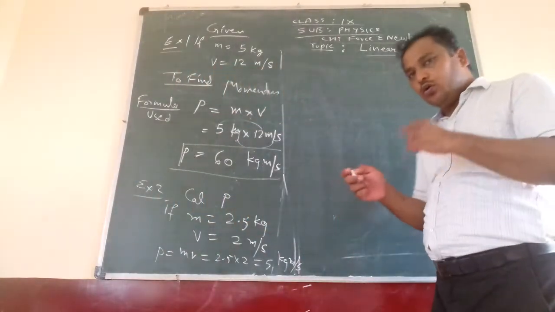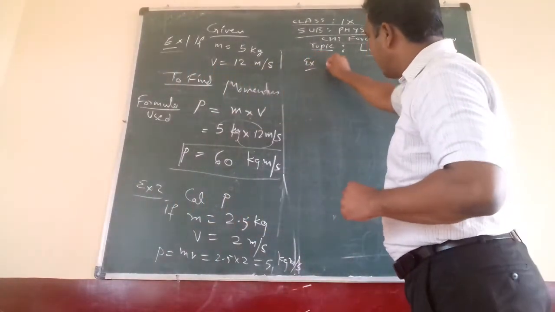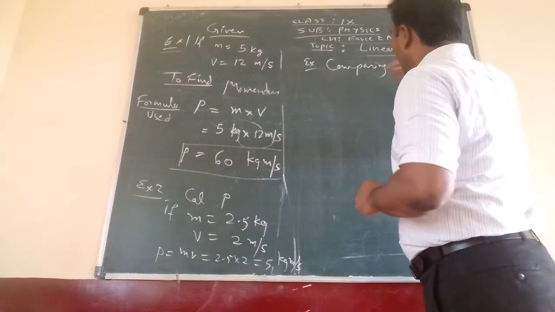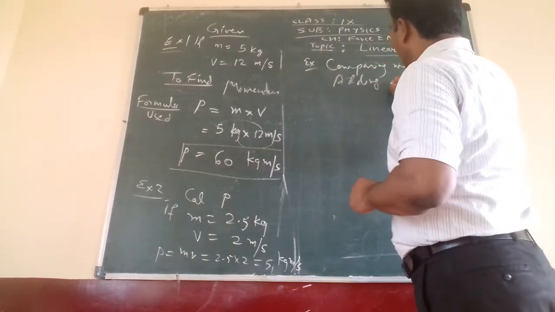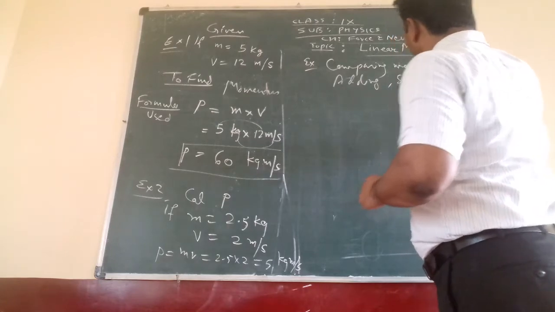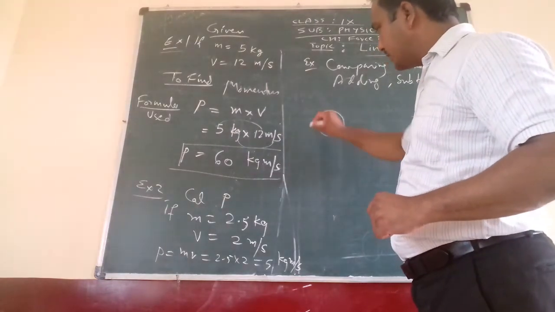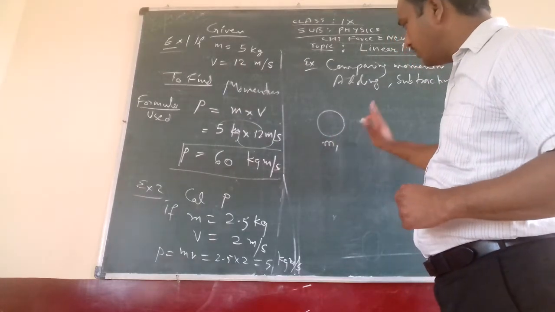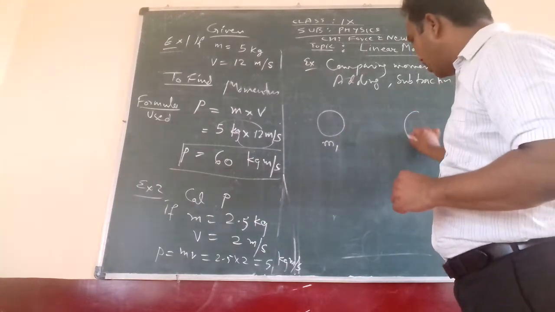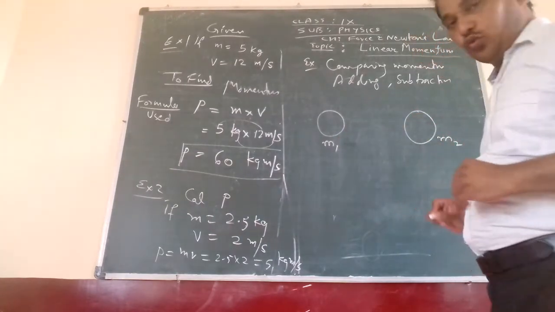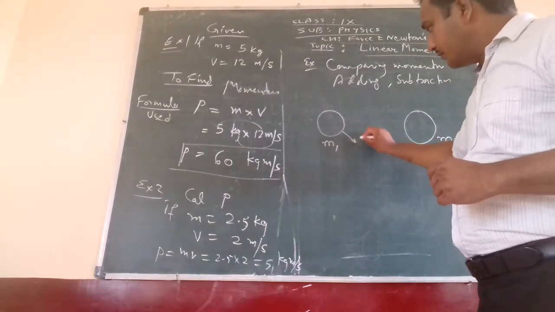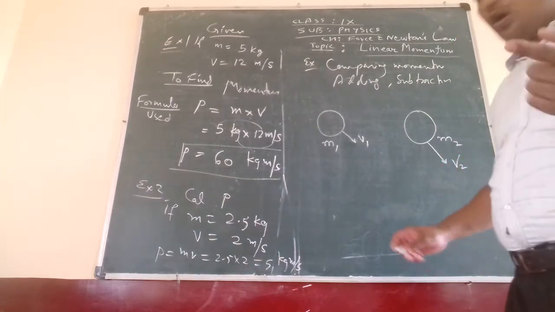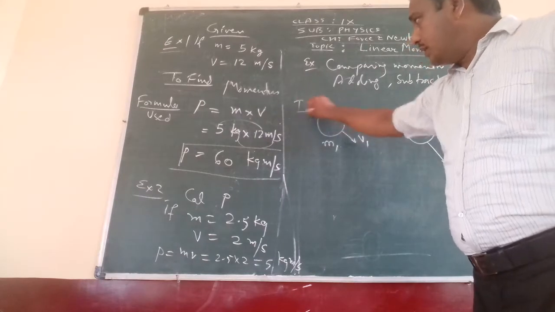So for that, consider two objects. Comparing momentum, or adding momentum, or subtracting momentum, how can you do it? For example, the first object is there whose mass is m1, any value in kg, and another object is there whose mass is m2. It is moving with velocity v1 and another object is moving with velocity v2.